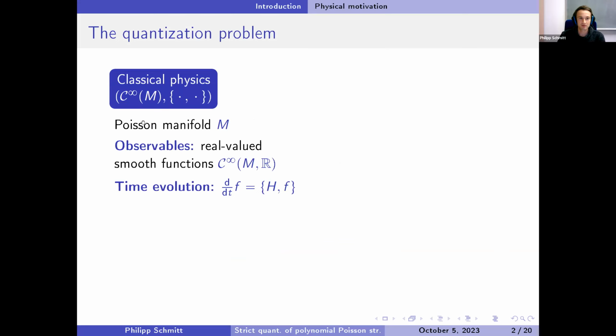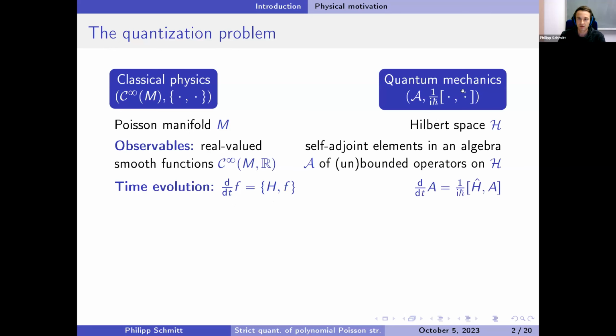So in classical physics, a classical physical system can usually be described by its observable algebra, which just consists of smooth functions on some Poisson manifold, and the time evolution is then just given as a Poisson bracket with the Hamiltonian. And quite similarly, in quantum mechanics, we also have an observable algebra that now is usually non-commutative, and we therefore have the commutator as a non-trivial Lie bracket on there, and the time evolution of observables is then just given by taking the commutator with now a Hamiltonian operator and rescaling this by the imaginary unit and a factor of Planck's constant.